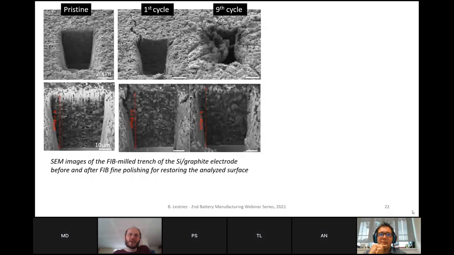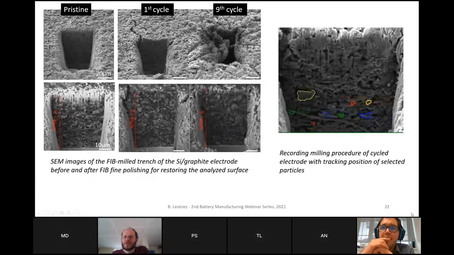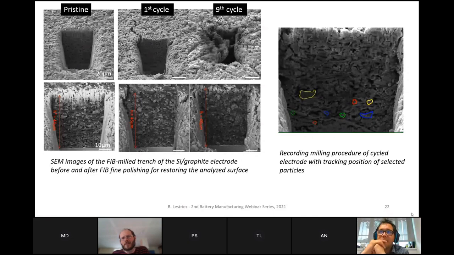So it was necessary next to do some fine polishing at first cycle and more coarse polishing by FIB to recover a cross section that could be nicely visualized by SEM. And you can play, there is a video here, where we have recorded the milling procedure of a cycled electrode with the tracking of the position of some selected particles.